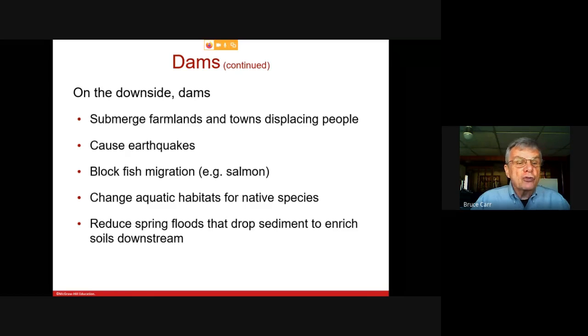Dams do have an effect on changing the pressure on geologic strata, and earthquakes result. Fish migration, aquatic habitats for native species are changed. Often wetlands are covered by deep water. And spring floods that drop sediment when they leave the banks and basically enrich agricultural lands are typically prevented in the area of the dam.